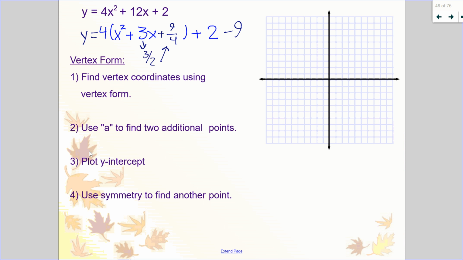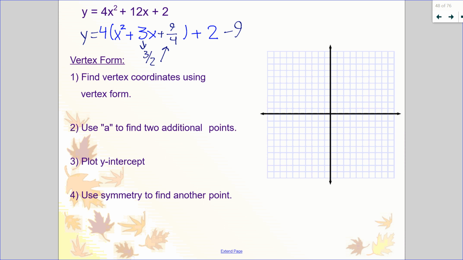Okay, so let's write this in vertex form. So I'm going to factor. Now the beautiful thing about factoring that part in the parentheses is we already know the factorization is right there. So it's x plus 3/2 squared, and then minus 7 I get from the 2 minus 9.